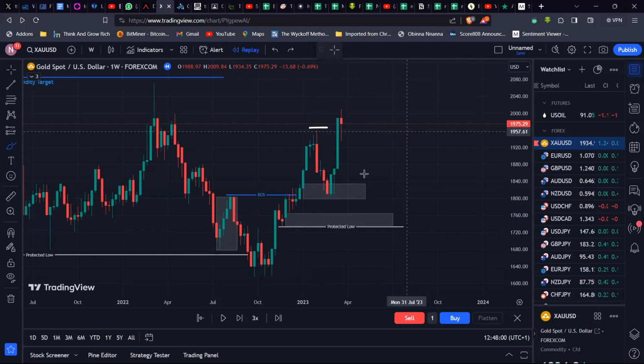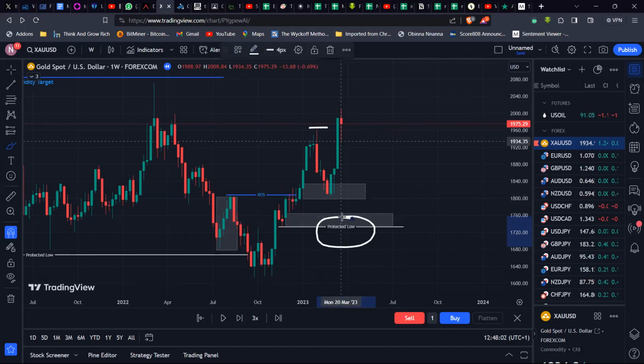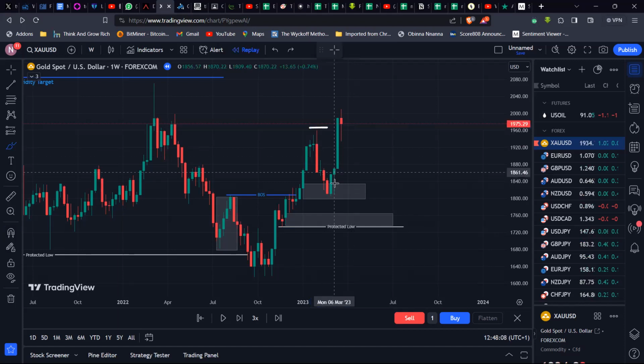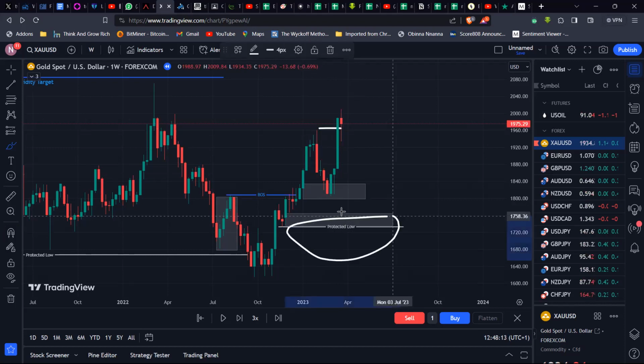Do you understand? So as long as price does not close below this low, the expectation is that price is going to come up and close above this high. Now, the moment price comes back and closes above this high, well, this low is no longer the protected low. This low is now rubbish.